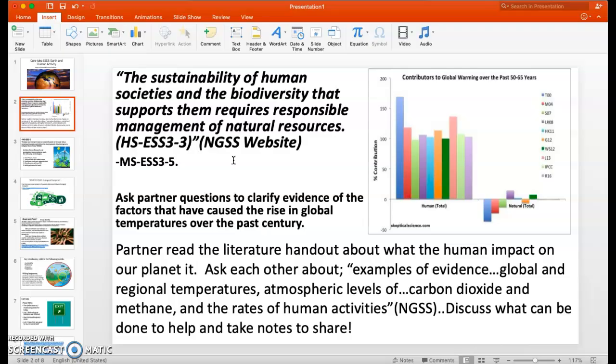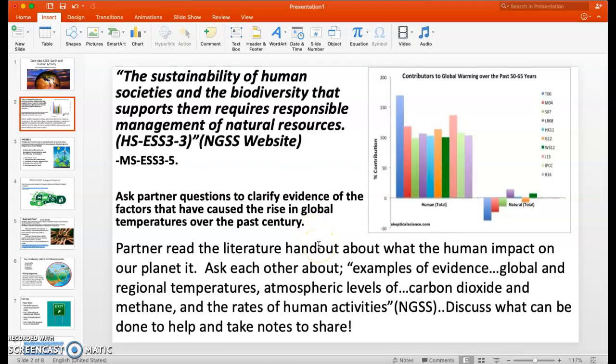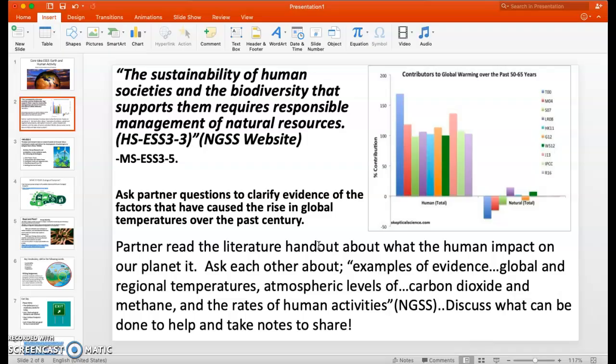To kick off our lesson, we're going to hand out literature, and then you're going to discuss with your partners what you read. Partner read the literature handout about human impact on our planet. Ask each other about examples of evidence: global and regional temperatures, atmospheric levels of carbon dioxide and methane, and the rates of human activities. Discuss these various aspects of what's going on with our planet and take notes in order to share them later in the lesson.